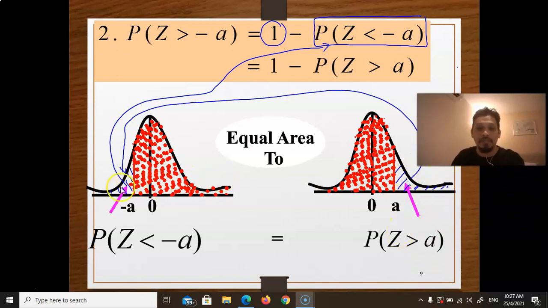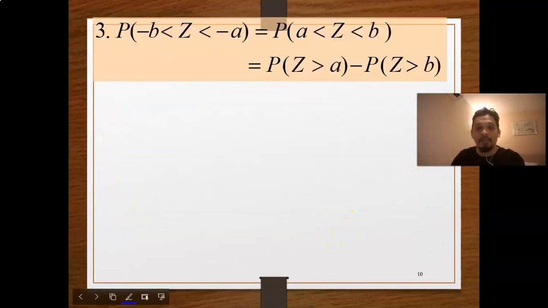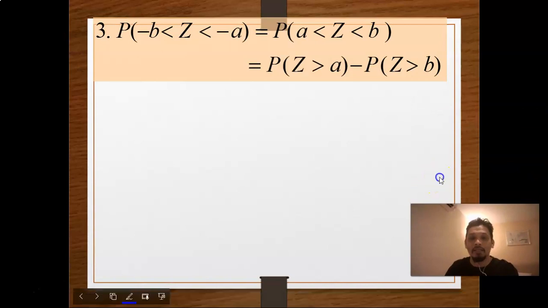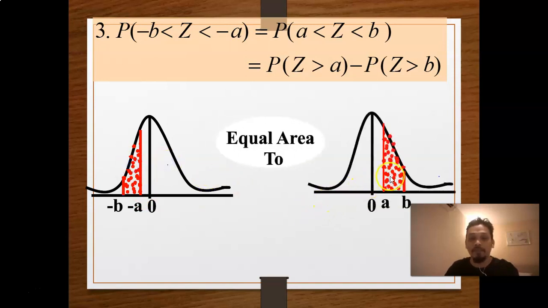So this area is equal to this area. Okay. Then next, we call the area between negative B and negative A. So if we bring this to the other side, there you go. It is the probability of Z greater than A.